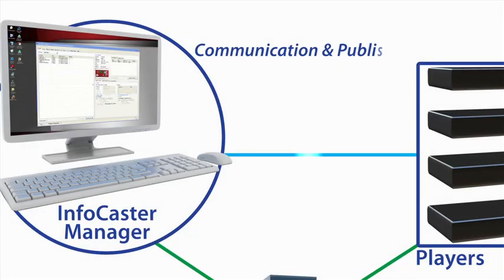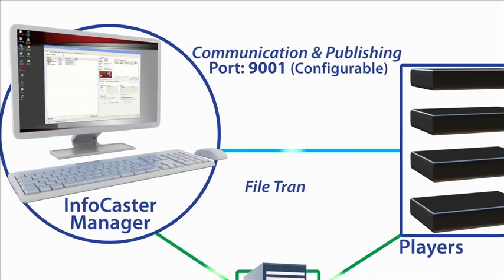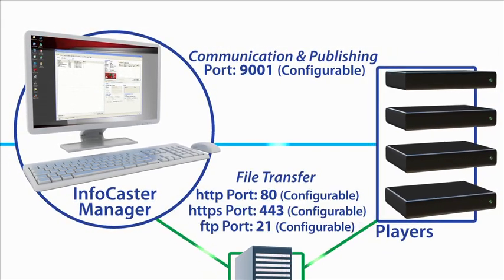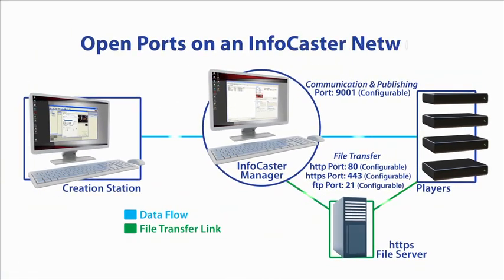Data flow for communication and publishing is normally set up on port 9001. File transfers are set up on ports 80, 443, and 21 as shown. With 80 as the HTTP port, 443 as the HTTPS port, and 21 as the FTP port. All ports can be configured based on your own network requirements, normally as directed by your IT department. Again, see the user guide for more information on this. With the network properly set up, let's look at InfoCaster Manager itself.